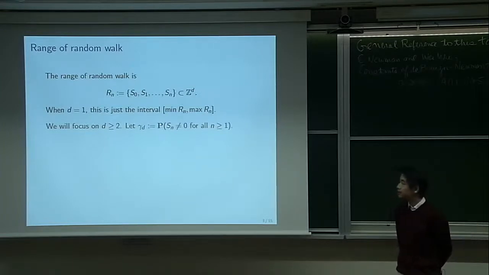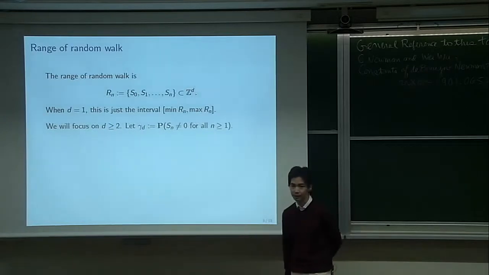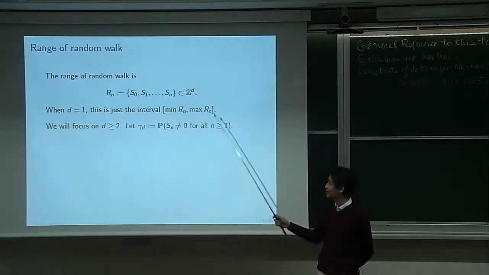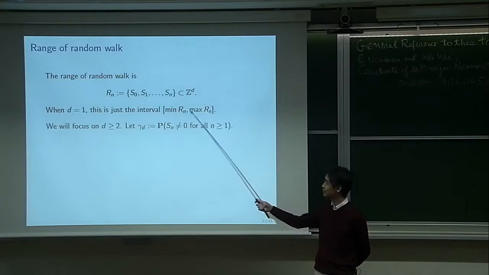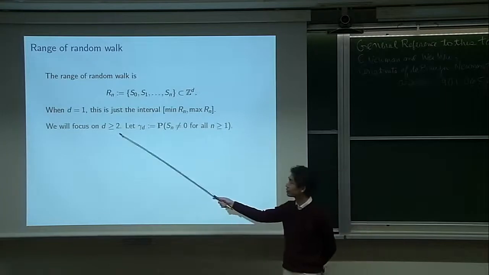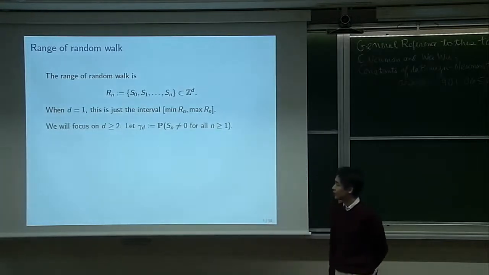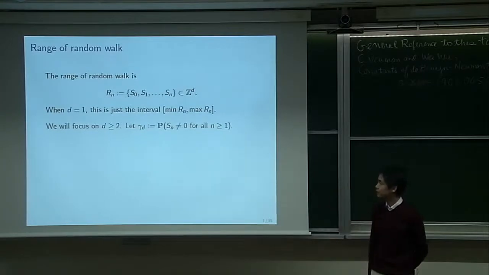And the behavior of this set depends heavily on the dimension. When dimension is 1, of course, it's just an interval between the maximum and minimum of the walk. And it is interesting to study the probability distribution of this max, which scales like square root of n, etc. But I will not go into that direction. So I will focus on dimension 2 and higher in this talk. And even in higher dimensions, there is some dimension dependency, which will be dictated by this probability.